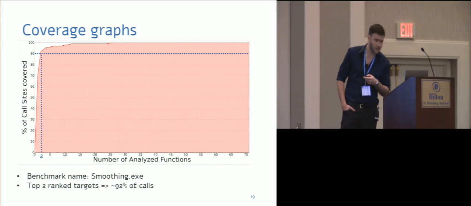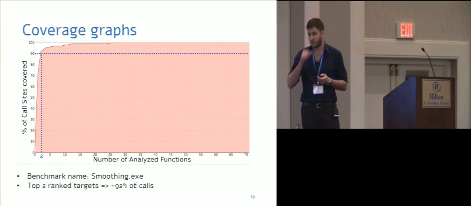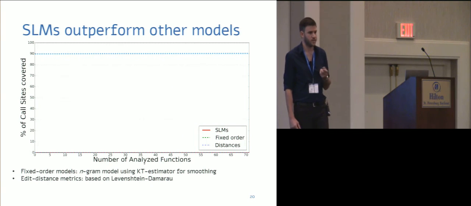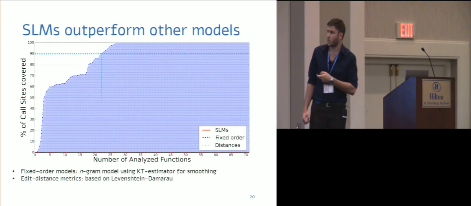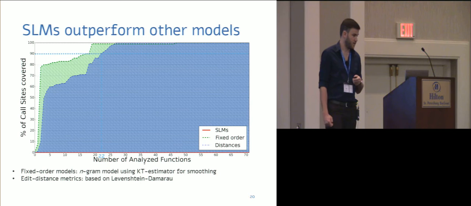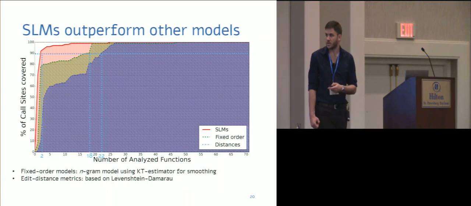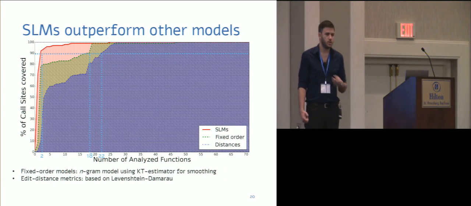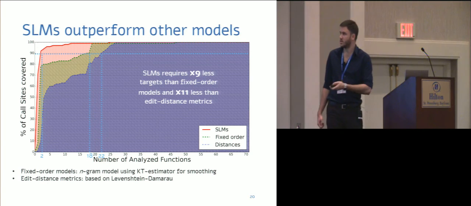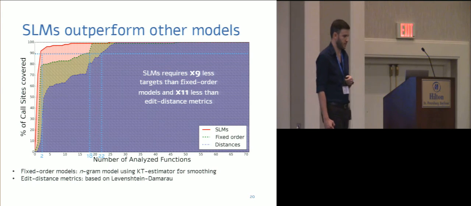Another reason I'm showing you this graph is that we can use it to compare our models to other models and metrics we've considered. Specifically, edit distance metrics, instead of using a model at all, required 22 targets, and fixed order models instead of variable order models still required 18 targets. Obviously, as you already know, we only need 2. So these statistical language models outperform the alternatives by 9 times and 11 times respectively.